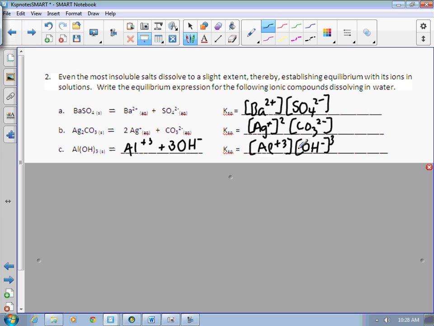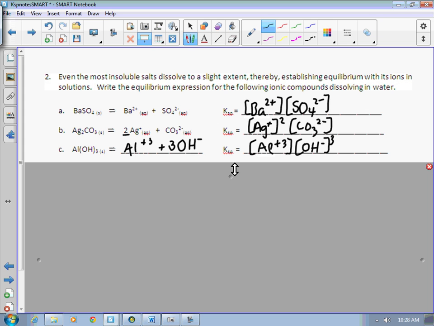All right, so hopefully these are the answers you got. You just have to remember that if there's a 2 in front, that means that quantity, that concentration of silver, for example, is squared. And then aluminum hydroxide breaks into aluminum ions and 3 hydroxide ions. All right, that looks great.